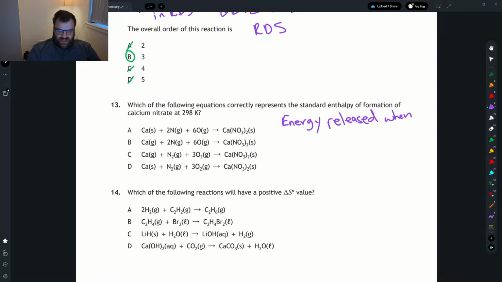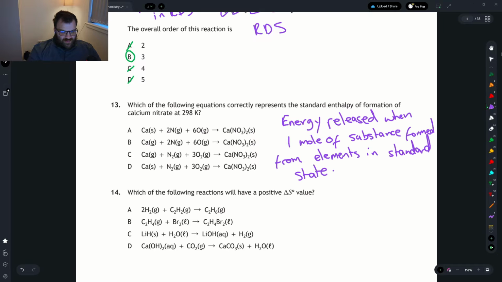Next question, we're asked about the standard enthalpy of formation. It's the energy released when 1 mole of a substance is formed from its elements in their standard state. What I'd first do is check that we're making 1 mole of our calcium nitrate. All 4 of them are doing that, so we can't rule any out. Looking at the chemicals we've got, calcium is a metal. It's going to appear as a solid at 25 degrees Celsius, so that would rule out these two.